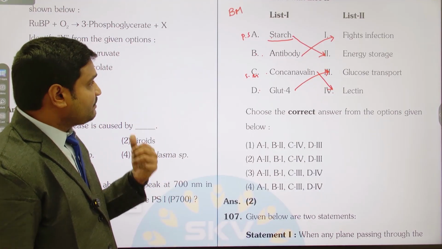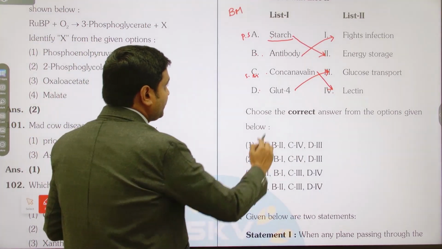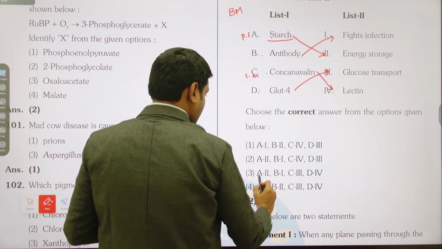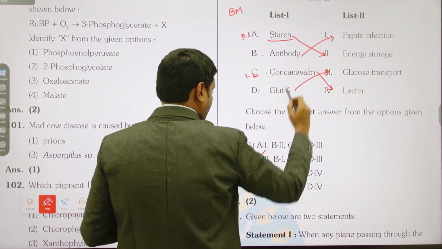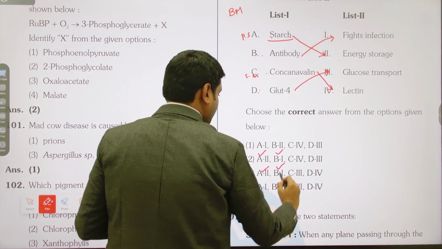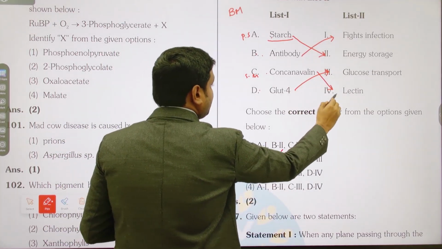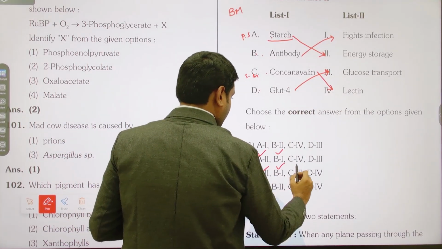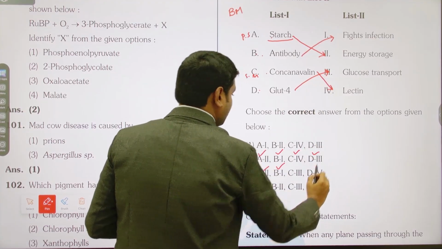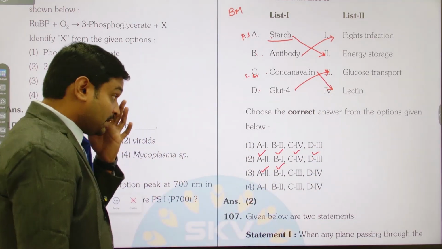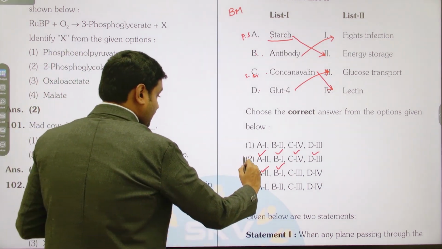Now let's make the options properly. Where is A2? Here is A2, here is also A2. Then B1, here is B1, here is also B1. Concanavalin is 4, so where is the 4? Here is the 4. GLUT4 is 3, so here is the 3. So absolutely the correct option is the second option.